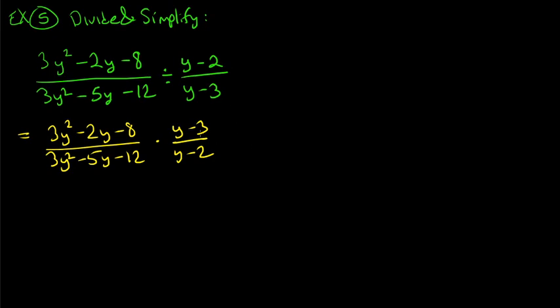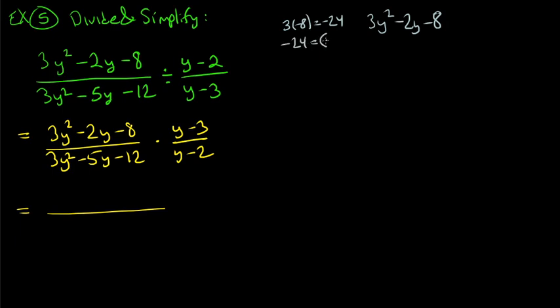Y minus 3 over y minus 2 instead of y minus 2 over y minus 3. Okay, now we have to factor, right? So for the first numerator here, this does not look easy, so let's do this over here. 3y squared minus 2y minus 8. So the GCF is 1, so this looks like an AC method. So a times c, 3 times negative 8, is negative 24. So what two numbers multiply to negative 24 and add to negative 2? Okay, so spoiler alert, it's negative 6 and 4. So let's do 4 and negative 6, right?